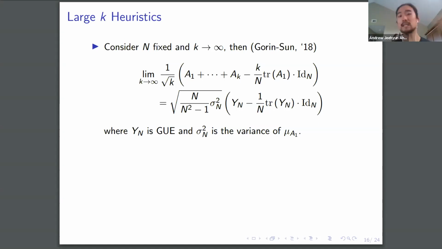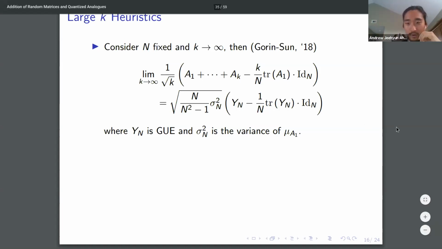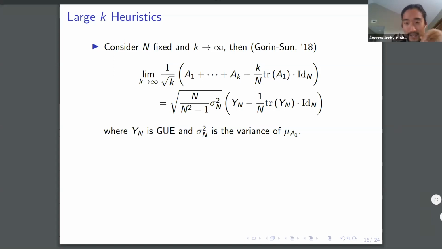And so you can see that, by a simple application of the central limit theorem and working out the covariances, this is what the limit should be. And so returning to our setting, we had this sort of flipped. We had k fixed and n large. So let's try to work our way towards that heuristically.